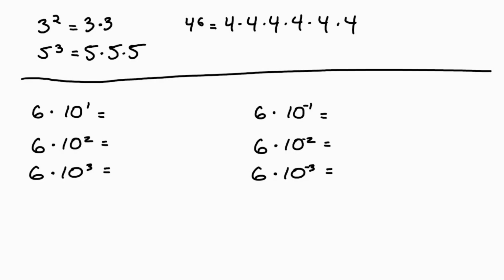Well, what about this down here? So we have 6 times 10 to the first power. So that's just 6 times 10, right? And that's equal to 60. Well, what about this? We have 6 times 10 to the second power. So we have 6 times 10 times 10, and that's equal to 600.